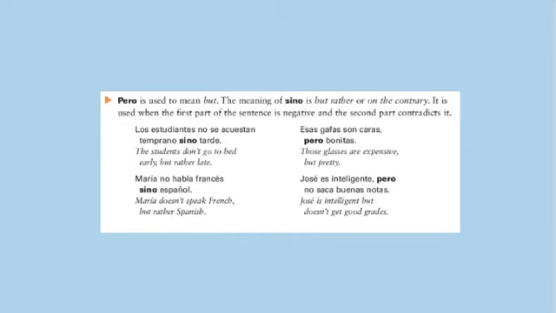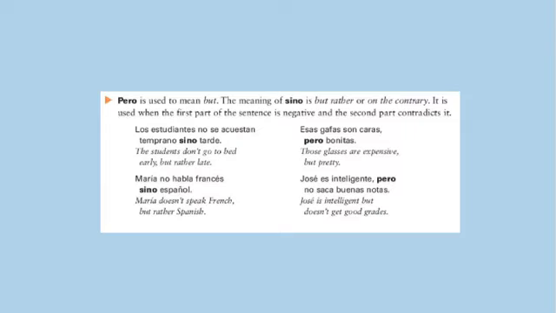Another important word that has both a positive and a negative sort of sense is pero. Pero is used to mean but, the contraction. And it's used when sentences are affirmative, no? Esas gafas son caras pero bonitas. Those glasses are expensive but pretty. José es inteligente pero no saca buenas notas. José is intelligent but doesn't get good grades.